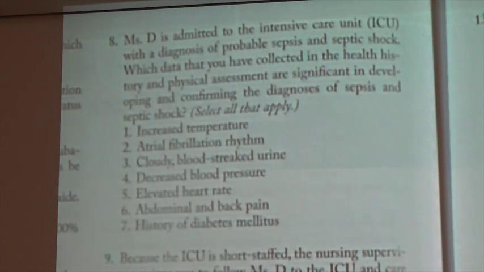So, decreased blood pressure because in sepsis, all that anti-inflammatory stuff comes out, and everything dilates. Now, would they have an elevated heart rate? Yes. Why would their heart rate be up? Because it's trying to compensate for that decreased blood pressure. Compensation. And not only that, but they've got a really high temperature, too. Now, abdominal pain and back pain? No.